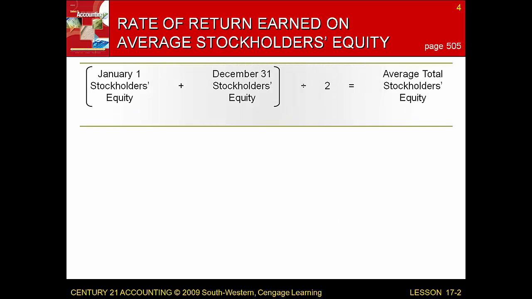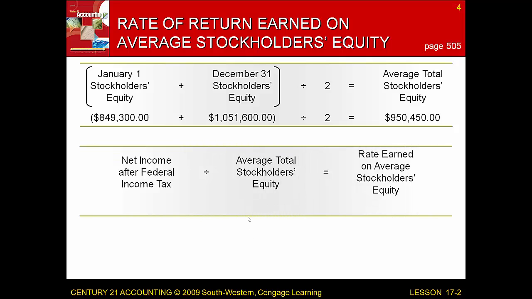So how do we calculate it? We take our January 1st stockholders' equity and December 31st, divide by 2. It gives me my average. From there, I'm going to take my net income after federal income tax. This sounds familiar. It's what we did last time. And we can see we have a rate earned on average stockholders' equity of 23.4.